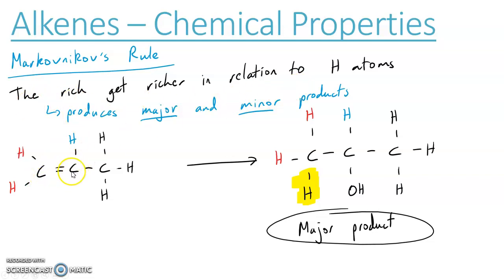So which of these carbon atoms is richer? Well, the one on the left is richer. So that carbon atom is more often going to gain another hydrogen atom. That's what we're showing here. So the major product is formed by the richer carbon gaining another hydrogen, and the OH joining the other carbon. The minor product would be the other way around, with OH here and H here.